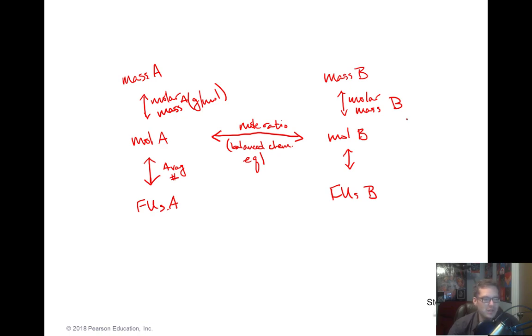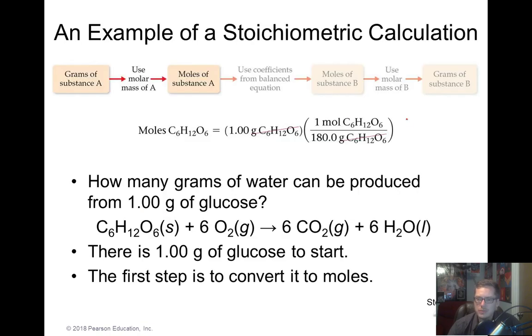And so if you have a hard time thinking about this, maybe think about putting this on a note card that you can carry around with you while you do your practice problems and study for the quizzes and exams. All right, so here's a practice problem. We're starting with 1 gram of glucose. We want to know how many grams of water can we make. How many grams of water can be produced from 1 gram of glucose?